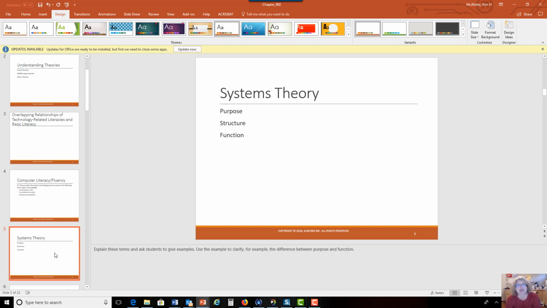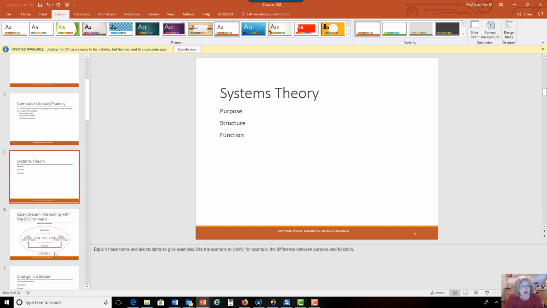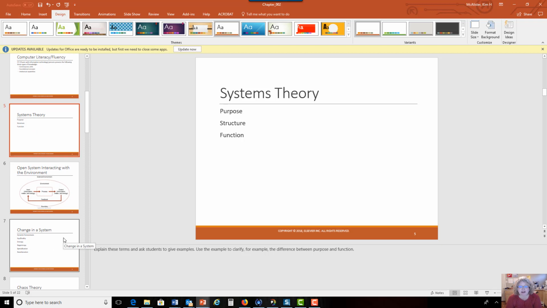An open system is a system that interacts with the outside environment, and a closed system is one that only interacts within itself. It has a very rigid boundary that cannot be penetrated by the outside world. So the whole reason that we have a systems theory, a system, is to provide some purpose and structure and function. And the purpose of the system is your reason for existence.